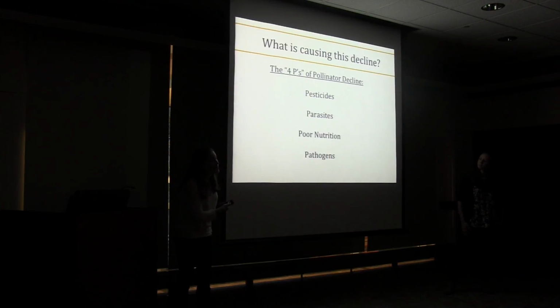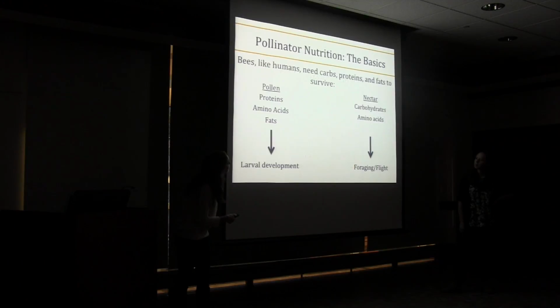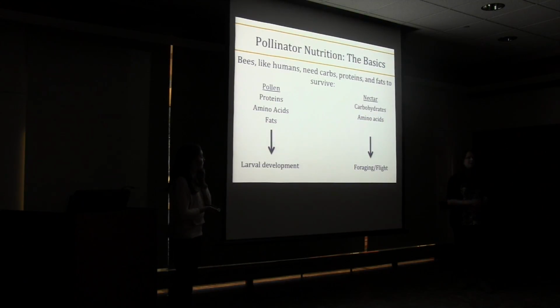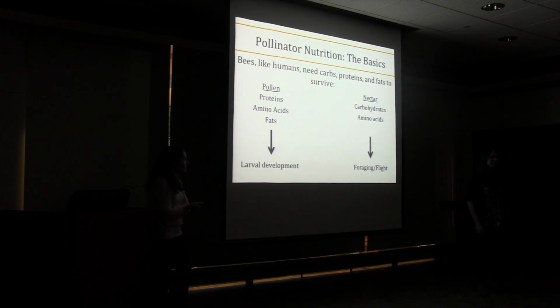And so for the remainder of this talk, because Erin and I's research is on nutrition and pathogens, we're going to be focusing on the poor nutrition and the pathogens that are affecting these bees. So pollinator nutrition, if we were going to generalize it, just like humans, bees need carbs, proteins, and fats to survive. And the way that they get these is primarily through pollen and nectar.